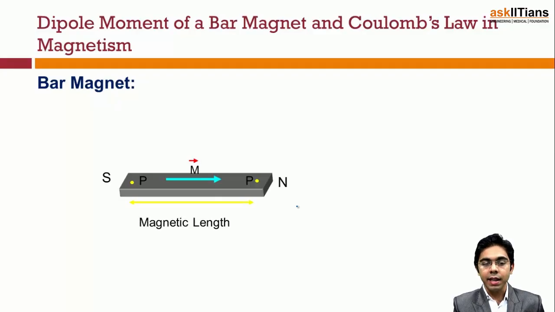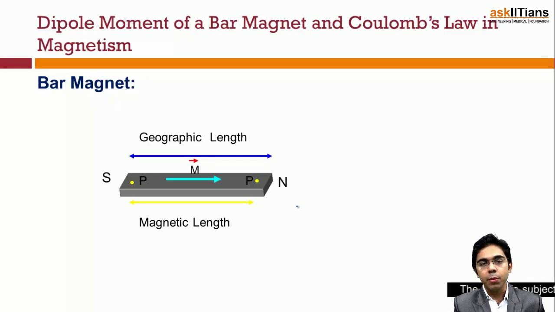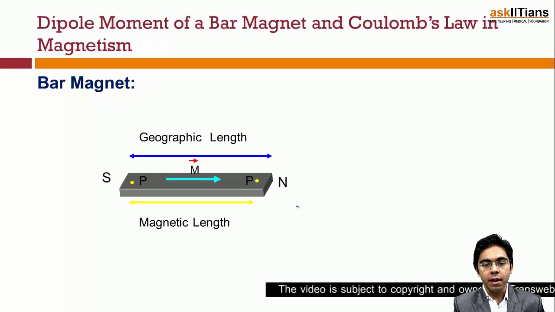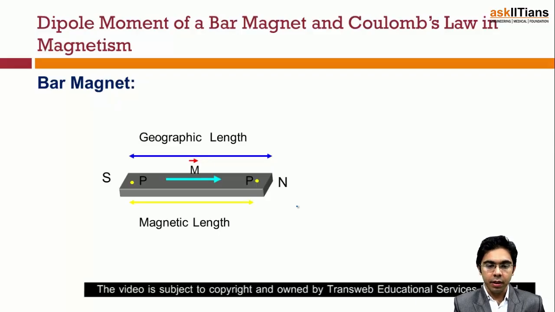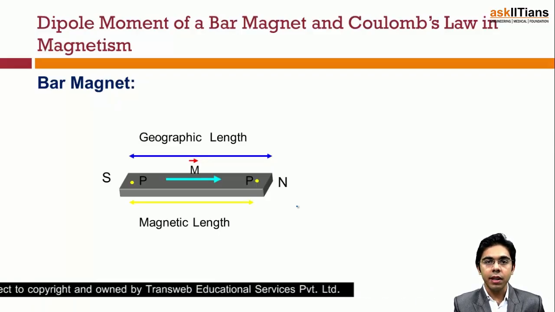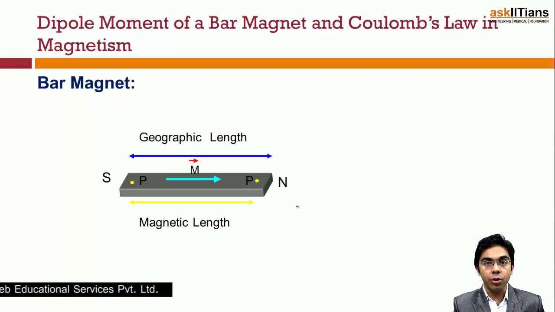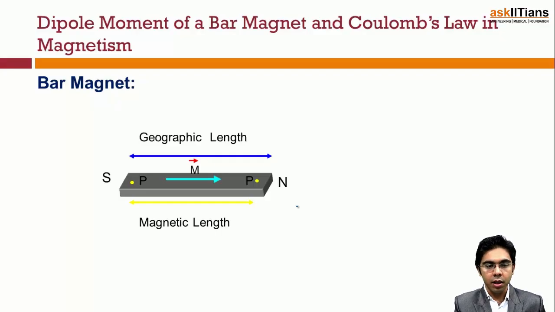This is the magnetic length, which is the length between the two poles, that is the north pole and the south pole. Next we have the geographic length. It is the length between the two ends of the magnet. We have already seen the ratio of the magnetic length upon geographic length is 0.84, and we can see from the figure that the magnetic length is less than the geographic length. Now let's proceed.